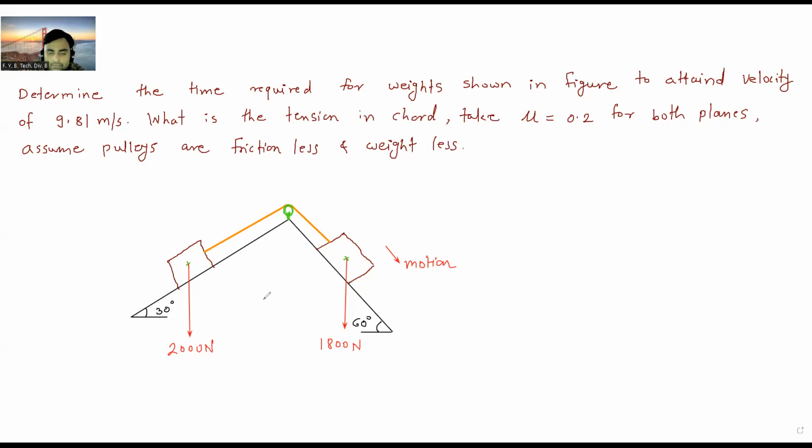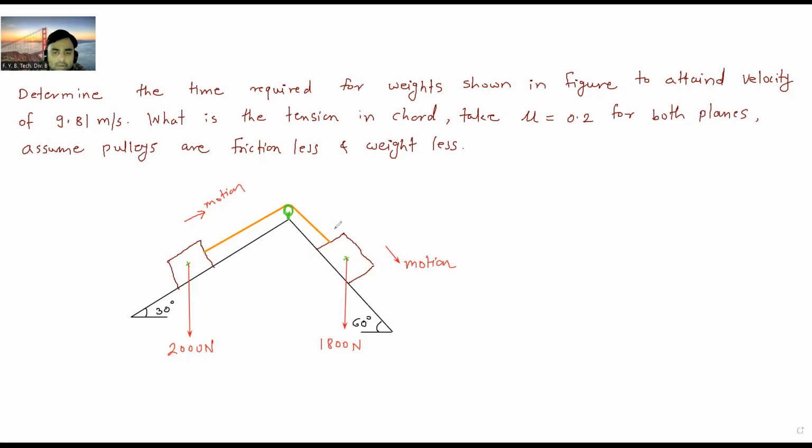We know the direction of the motion. This block is moving down, which means that this block will move up. This is the direction of motion for this 2000 newton block. First we will calculate the time. What is the time required? They have asked: determine the time required for the weights shown in figure to attain the velocity of 9.81 meters per second. So the final velocity of both the blocks must be 9.81.